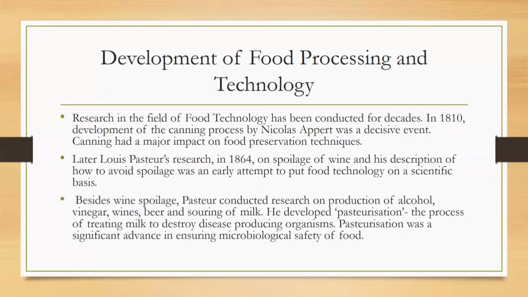Nicolas Appert. Later, Louis Pasteur researched in 1864 on spoilage of wine, and his description of how to avoid spoilage was an early attempt to put food technology on a scientific basis. Besides wine spoilage, Pasteur conducted research on production of alcohol, vinegar, wines, beer, and storing of milk. He developed pasteurization, the process of treating milk in order to destroy the disease-producing organisms, and pasteurization was a significant advance in ensuring microbiological safety of foods.